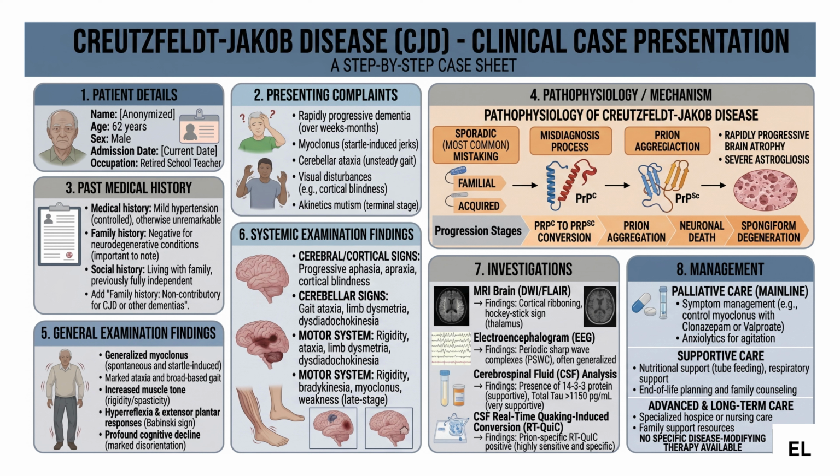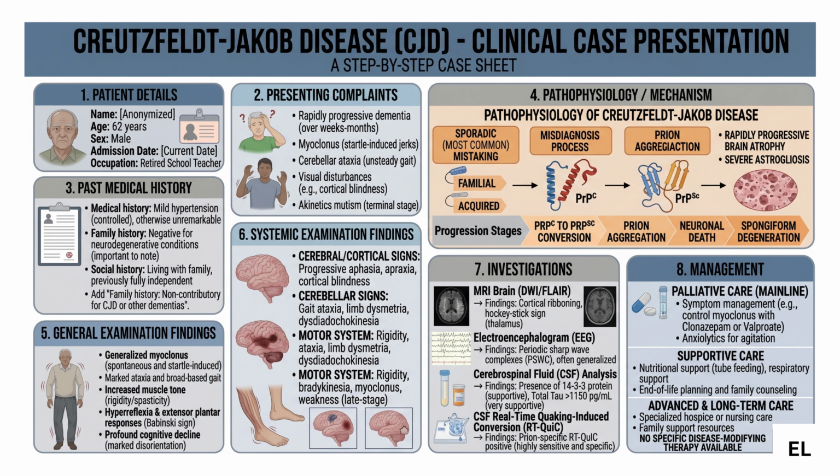Sporadic CJD accounts for approximately 85% of cases worldwide. Other forms of CJD include familial CJD, which occurs due to inherited mutations in the prion protein gene, and acquired CJD, which can occur through exposure to contaminated surgical instruments, tissue transplants, or consumption of infected animal products. In this patient, the absence of family history and risk exposures strongly suggests the sporadic form of the disease.